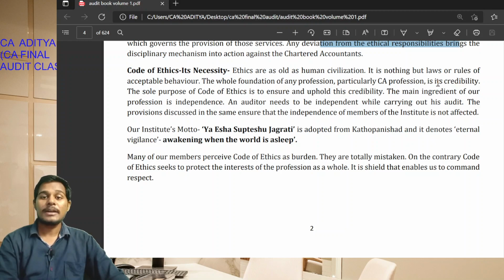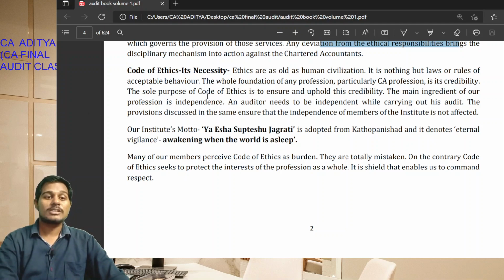It is nothing but laws or rules of acceptable behavior. The whole foundation of any profession, particularly chartered accountancy, is its credibility. Credibility means reliability. A chartered accountant's report will have much credibility, that is, reliability. Most of the users will rely on the audit report.